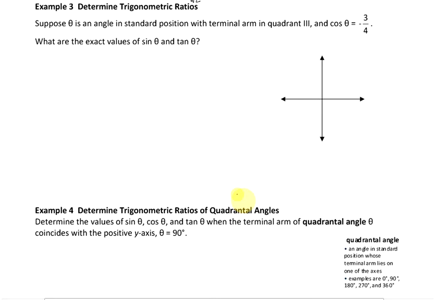Okay, example 3, determine trigonometric ratios. Suppose theta is an angle in standard position with terminal arm in quadrant 3 and cos theta is equal to negative 3 over 4. What are the exact values of sine theta and tan theta? Now, exact values in this question doesn't mean that you need to refer to your special triangles. What it means is if you do get one value in your work that's a square root, you don't work it out as a decimal, you leave it as a radical.